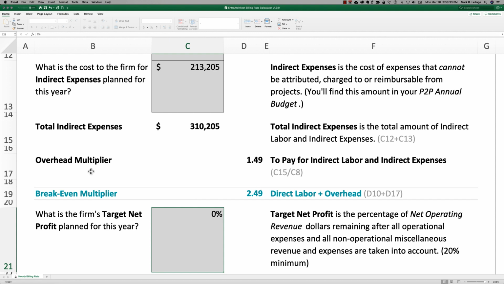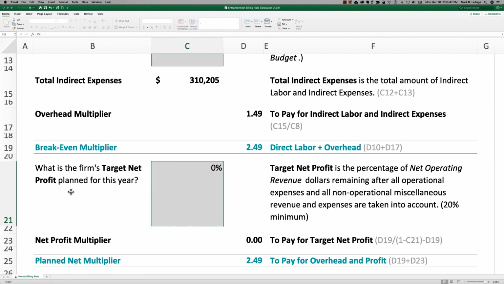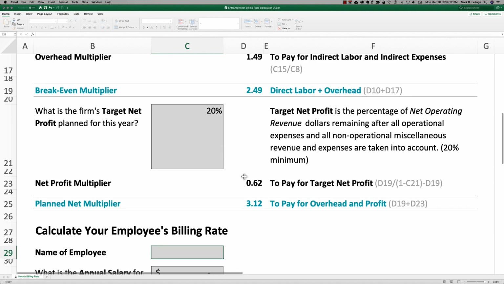And so the next question here is, what is the firm's target net profit planned for this year? And target net profit is the percentage of the net operating revenue dollars remaining after all operational and all non-operational miscellaneous revenue and expenses are taken into account. We always recommend 20% minimum, so I'm going to plug in 20% here. And the calculator is going to do some math for us.